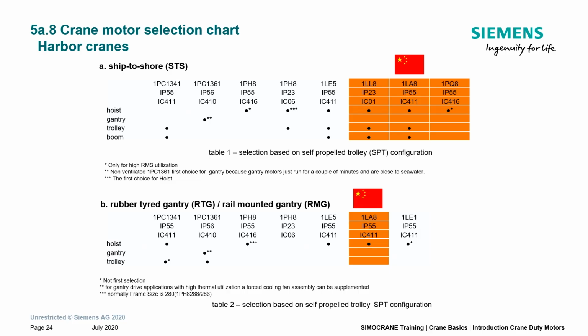In the following, we have prepared some selection sheets for some harbor cranes like the ship-to-shore crane or the rubber-tired gantry crane, where we indicate what is the best selection for what kind of gear. So for hoist, gantry, trolley, boom, or in the rubber-tired gantry crane, hoist, gantry, trolley. And the orange highlighted types of motors are still manufactured in China. These motors are well established in Asia, and that's why it makes sense to manufacture these motors still, but mainly for sales in the Far East.